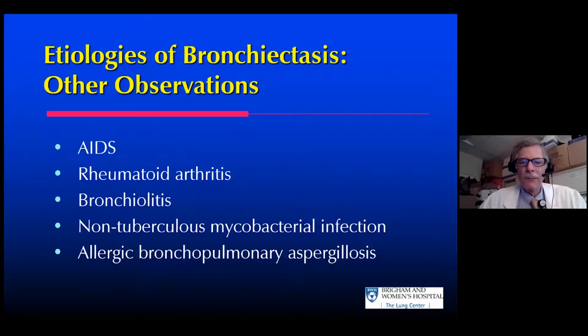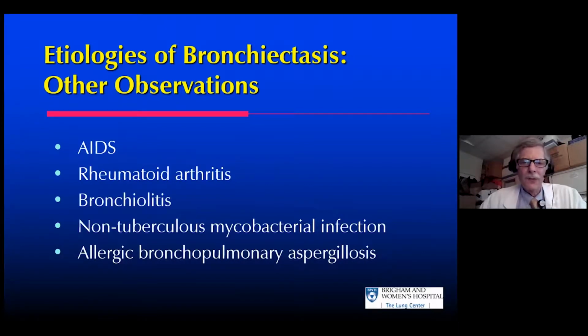And then allergic bronchopulmonary aspergillosis. Remember, this is the asthmatic patient who has colonization, particularly of the central airways, leading to this whopping immune response that brings in the eosinophils and other inflammatory cells that lead to bronchiectasis.